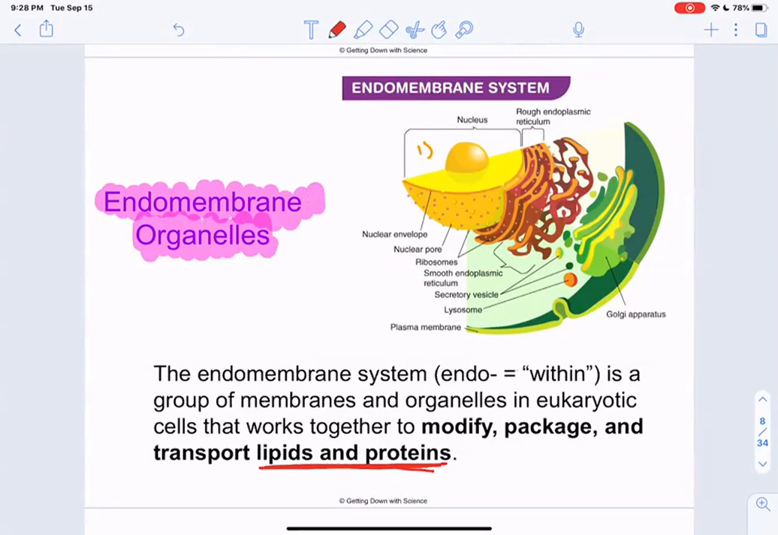So when we're looking at this, you should be like, okay, this is in charge of making, so think of, what is the most important lipid that exists in a cell? Lipids make up the phospholipid bilayer or the cell membrane. And so these lipids are going to be helpful with making the membrane. And these proteins are going to be helpful with making enzymes for reactions to happen. And so these are just two things that are very important that are created through the endomembrane system.